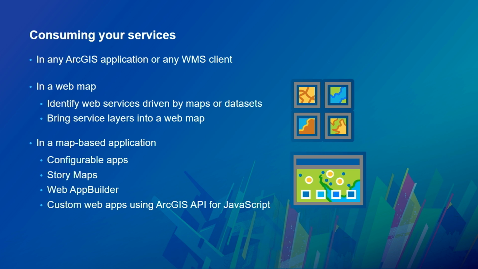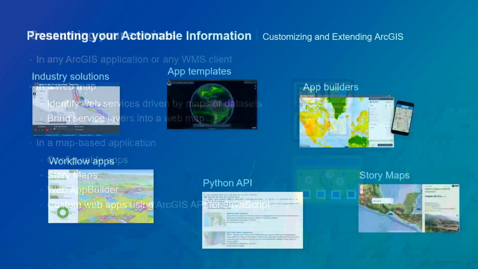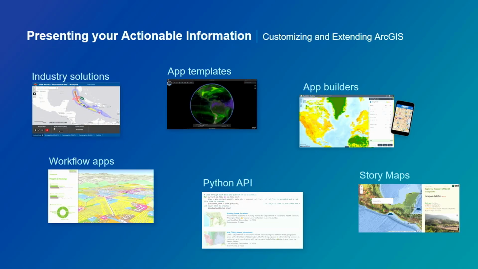And where can you consume it? You can consume it in any client or in any ArcGIS application, in a web map, or you can create web-based applications like configurable apps, story maps, use Web AppBuilder to make another app, or you can write your own dashboard or application using ArcGIS API for JavaScript, right? Here are some of the ways we consume this information.